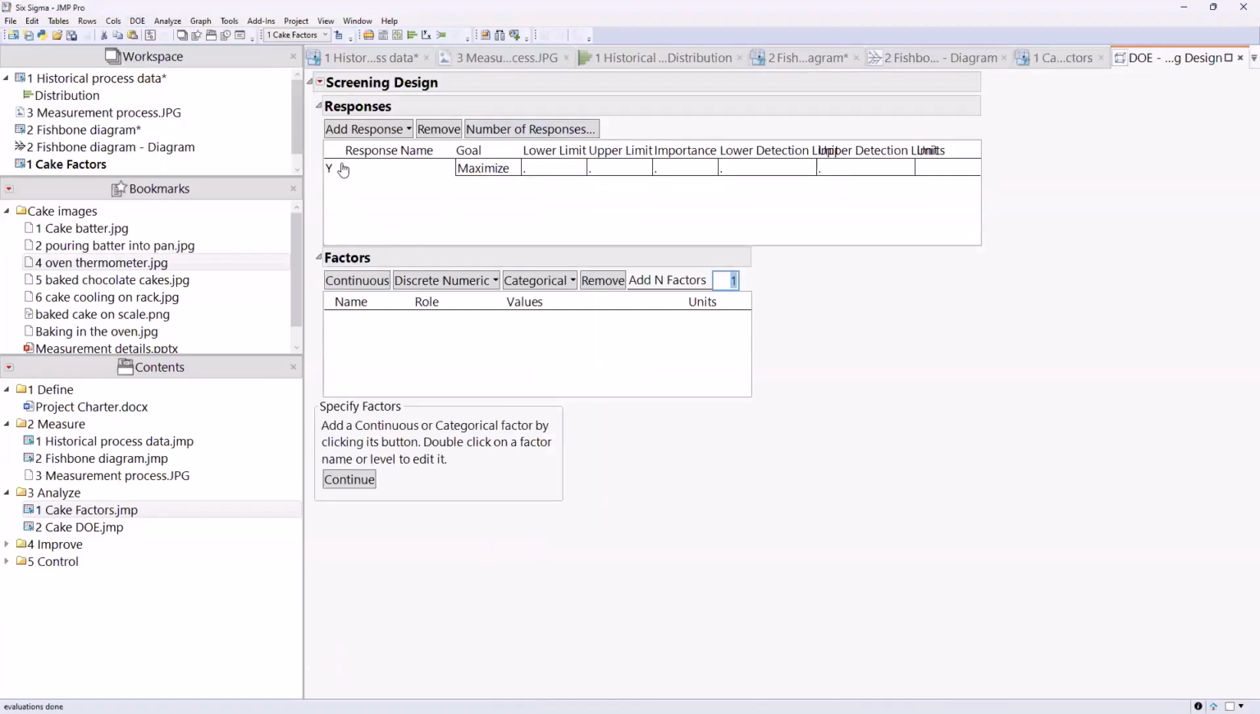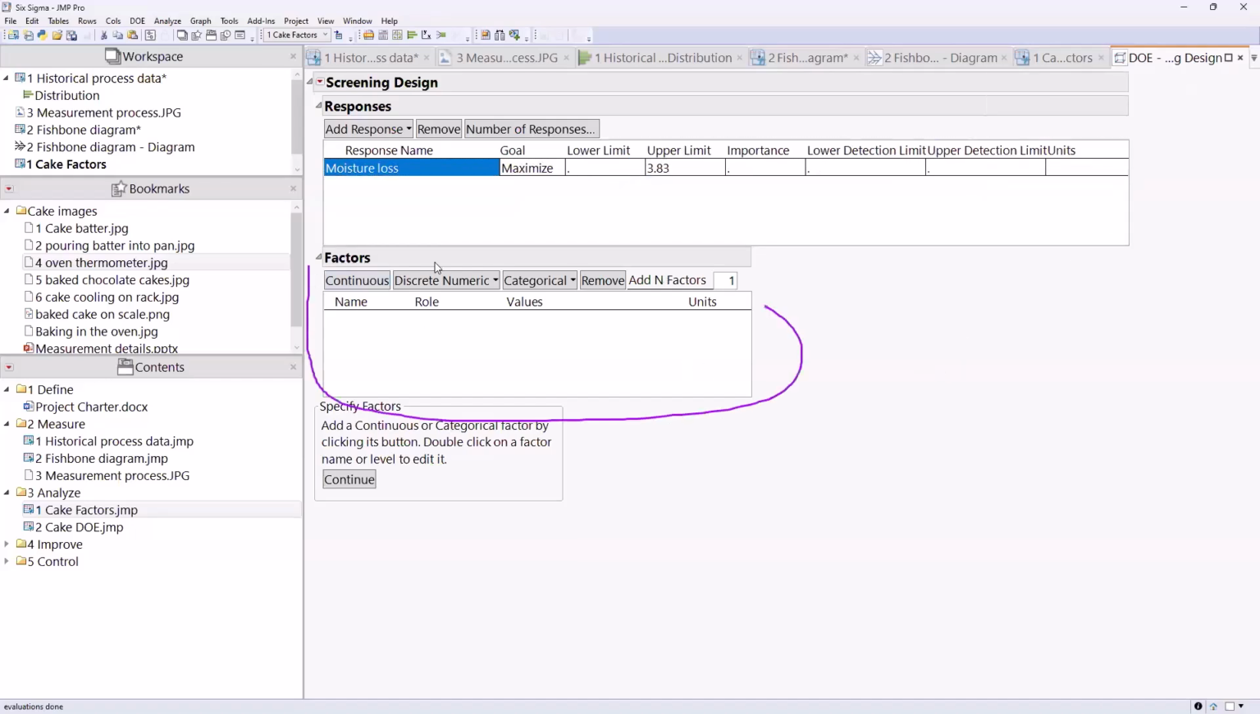Okay. And so first I'm going to enter my response information, and this is moisture loss. And this is something I want to minimize. So I'm going to tell JMP my objective is to minimize this. And my upper spec limit is 3.83. Remember, that was the lowest achieved moisture loss from my historical data. So that's all I need to do at the top.